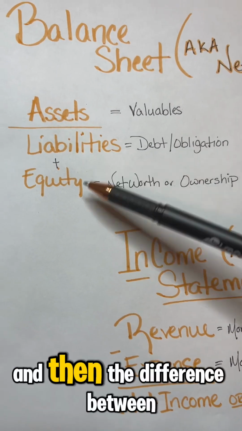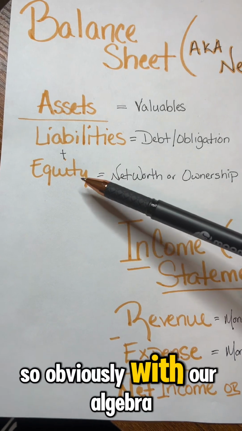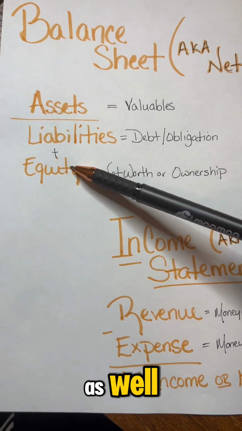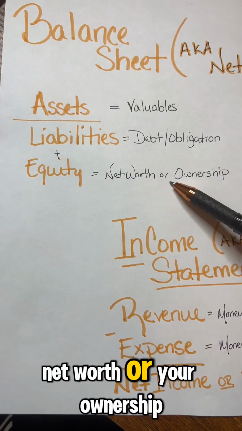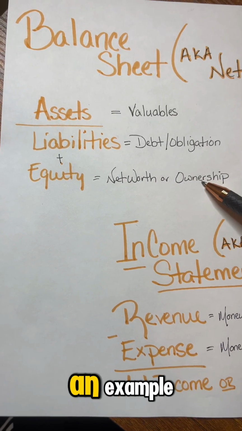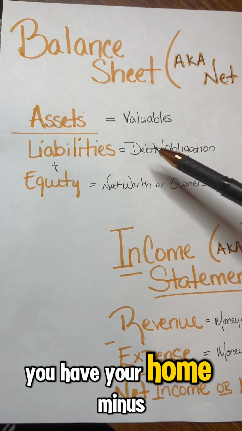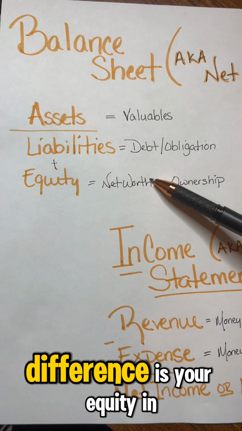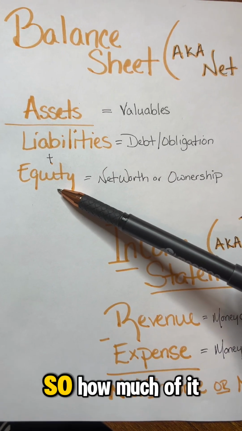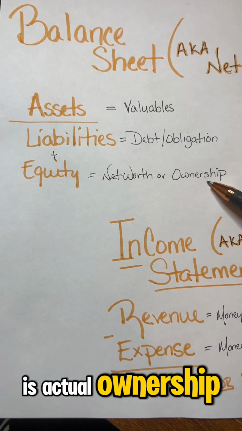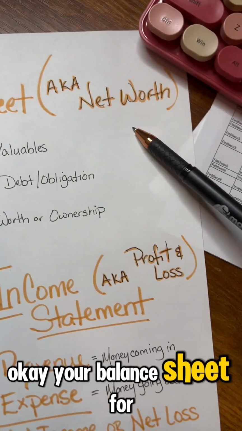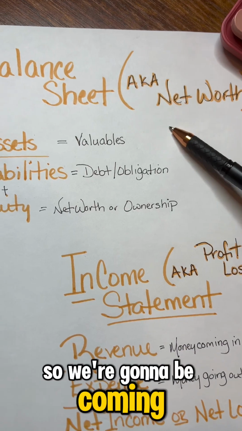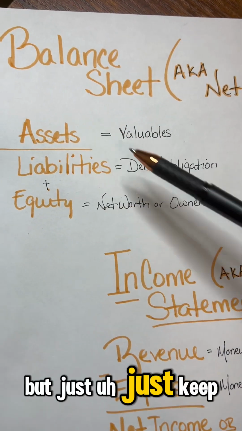And then the difference between the two. So obviously with our algebra, assets minus liabilities is equity as well. And so equity is your net worth or your ownership. So using your home as an example, you have your home minus the mortgage that you owe. And then whatever's the difference is your equity in the home. So how much of it is actual ownership? Okay. Your balance sheet for personal accounting purposes is your net worth. So we're going to be coming back to this later, but just keep that in mind.